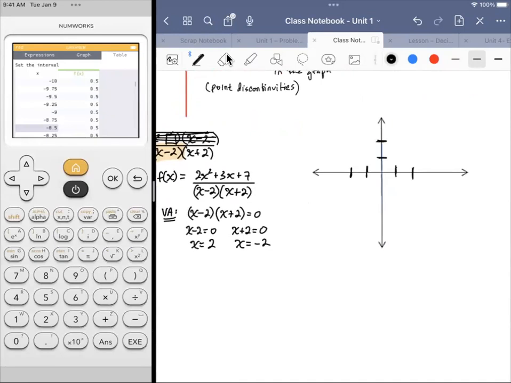All right. So at x equals -2, I have a vertical asymptote. At x equals +2, I also have a vertical asymptote. I have my horizontal asymptote at y equals 2.